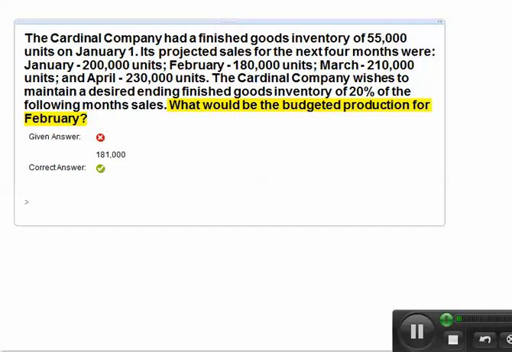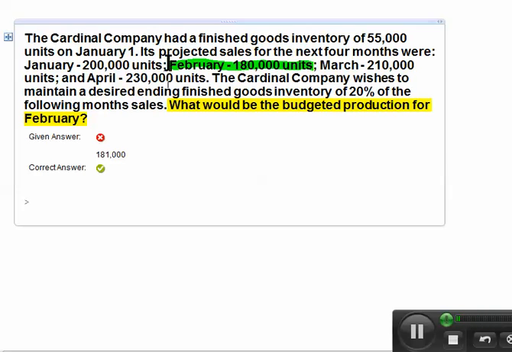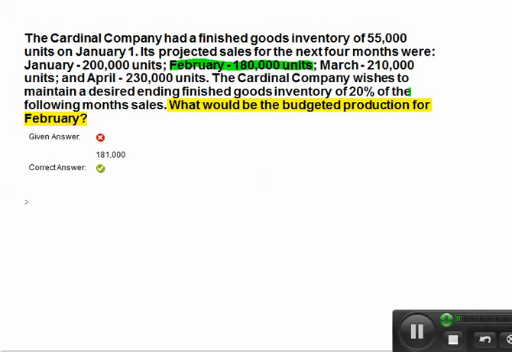Alright, so we're looking for the month of February, and the number of units in February that we plan on selling is 180,000. We also know that we need to have 20% of the following month's sales in inventory. So that means that at the end of February we have to have enough units in inventory equal to 20% of our March sales. Also, January had 20% of our February sales in inventory.